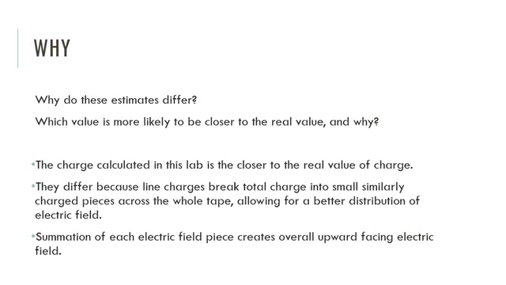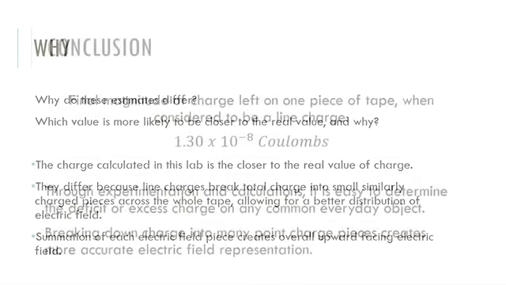So, why do these estimates differ? Which value is more likely to be closer to the real value, and why? First, the charge calculated in this lab using the line charge model is closer to the real value of charge. They differ because line charges break total charge into small, similarly charged pieces across the whole tape, allowing for a better distribution of the electric field. And then the summation of these electric field pieces create the overall upward-facing electric field that is more accurate than the singular point charge model.